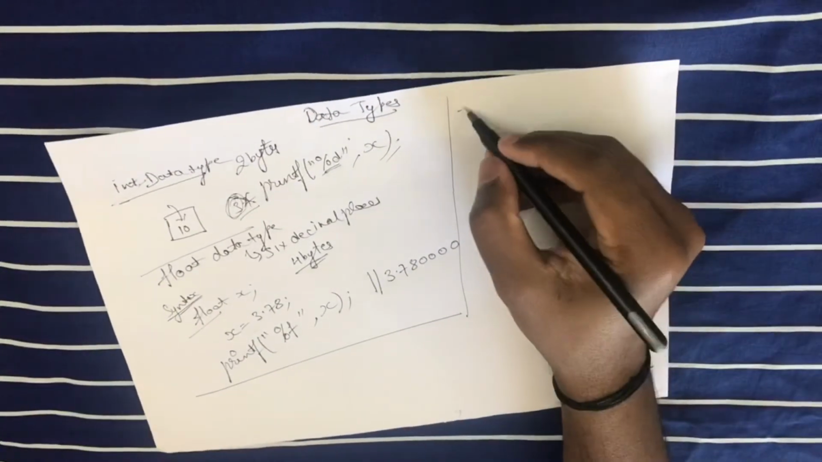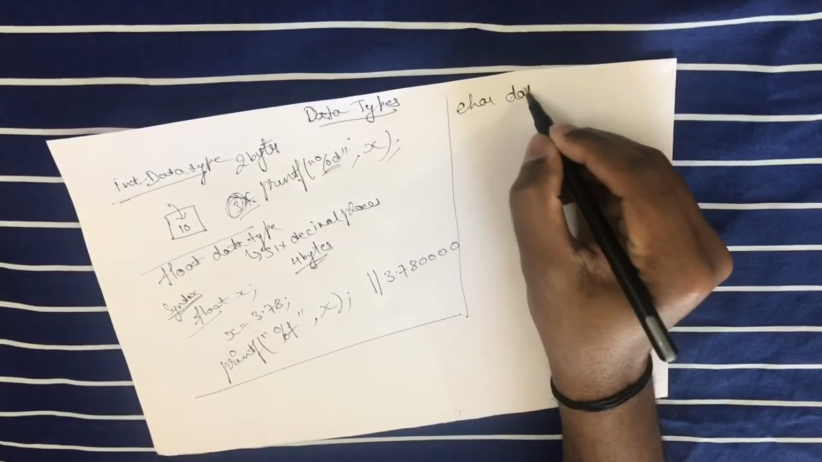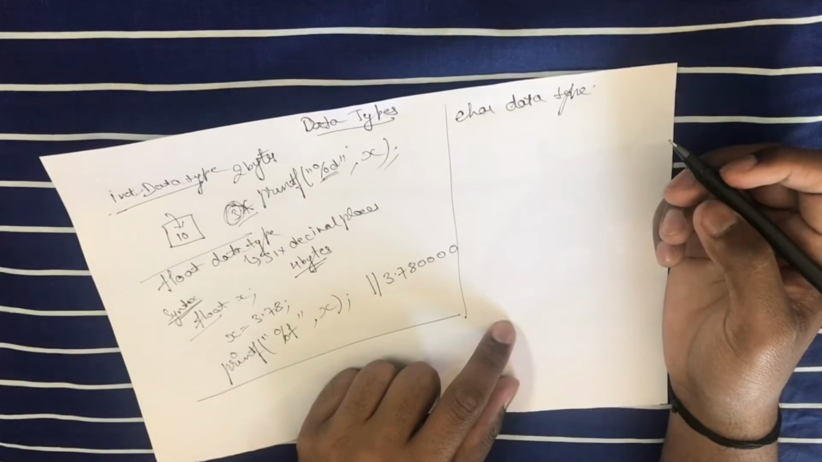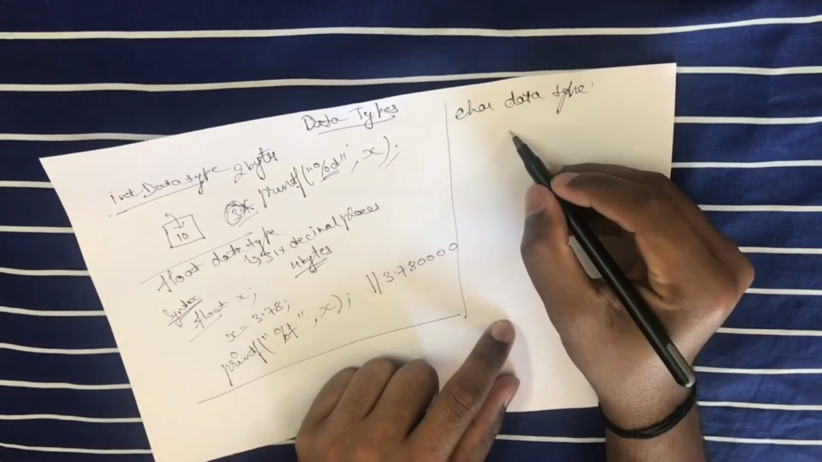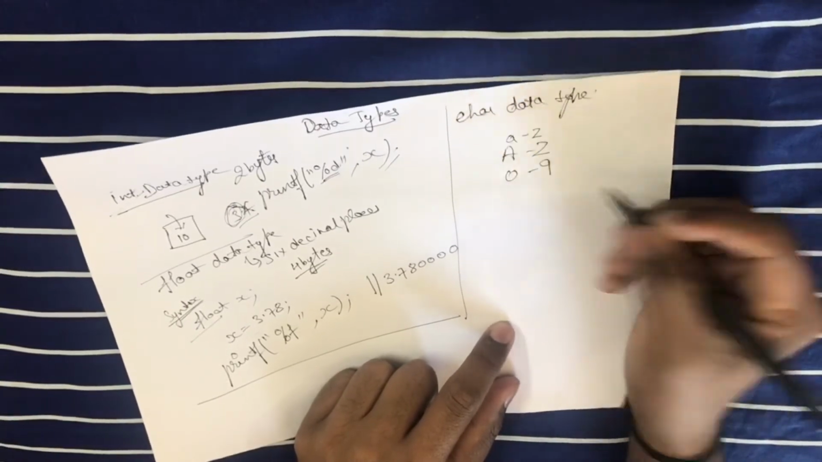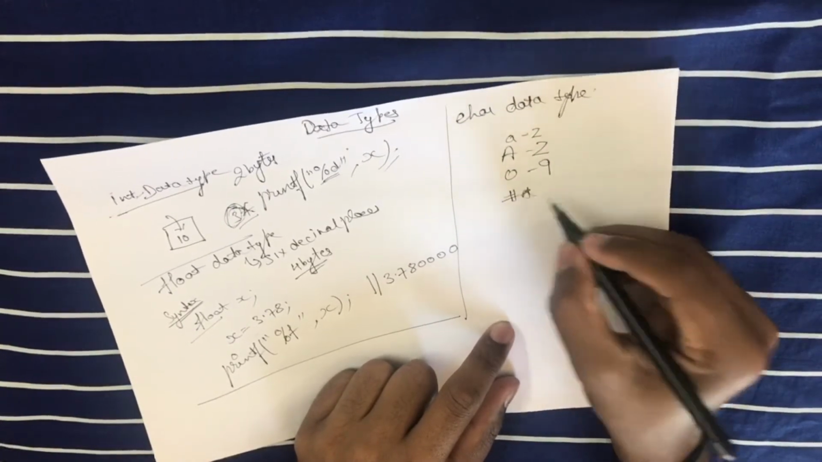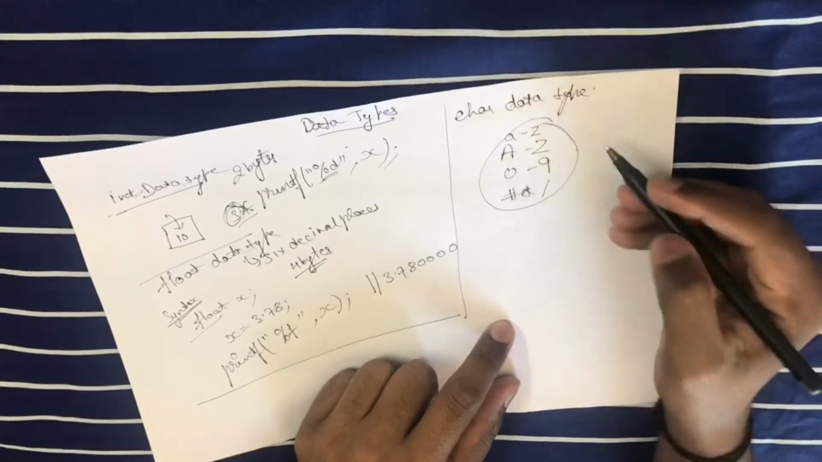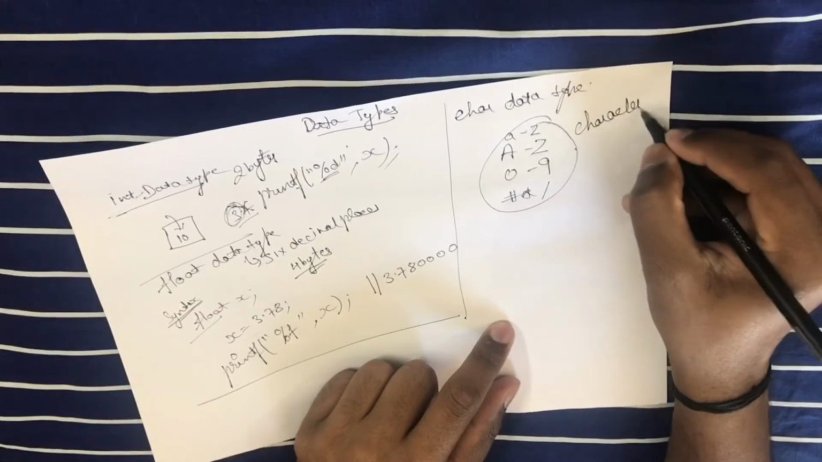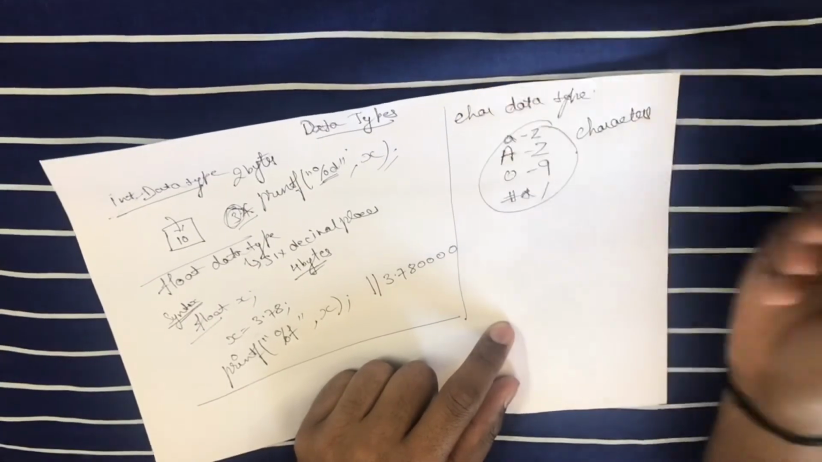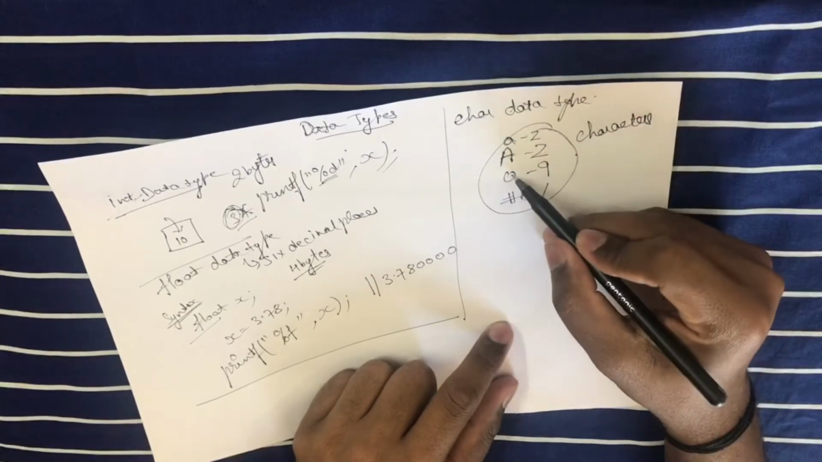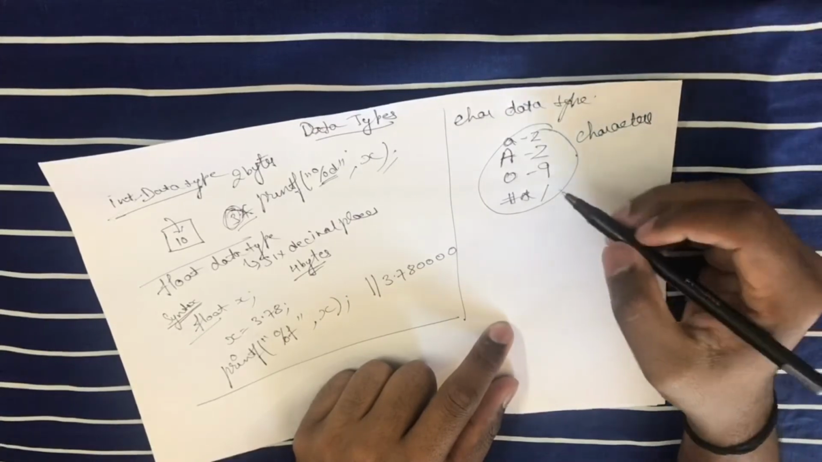Now we have the char data type. In this data type we can store characters such as small a to small z, capital A to capital Z, from 0 to 9, hash, star, divide. All these symbols we can store inside a variable. These are known as characters. Small a is different from capital A in C language because it is a case sensitive language. And note that I have written here 0 to 9. That means these are symbols.